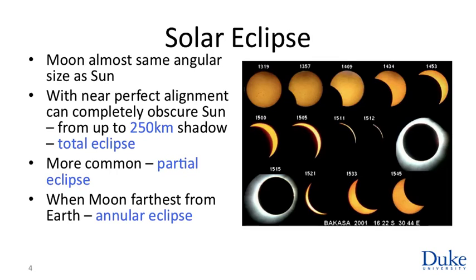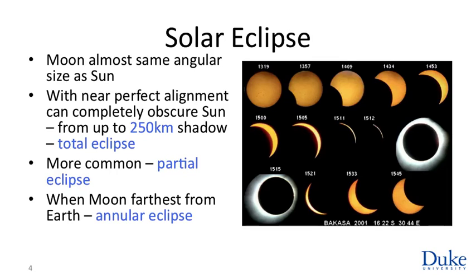But this requires perfect alignment, so perfect that in fact it will only obtain for a small region on Earth. If you move a little bit away from that region on Earth, then the alignment is no longer perfect. The alignment is only perfect at one point on Earth. And when I say one point, I mean a region on Earth whose size is up to about 250 kilometers. That's a very small part of a planet with a radius of 6,400 kilometers. And in that region where the moon's shadow completely obscures the sun, you get what is called a total eclipse.